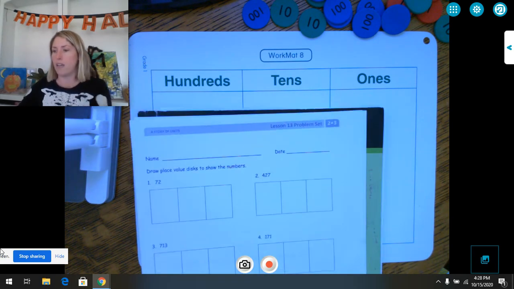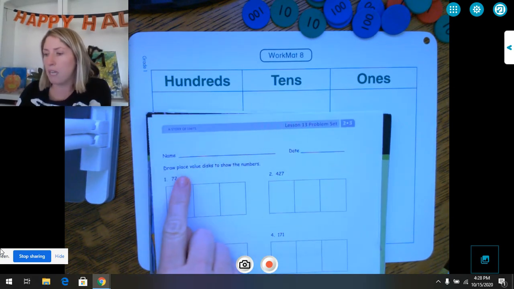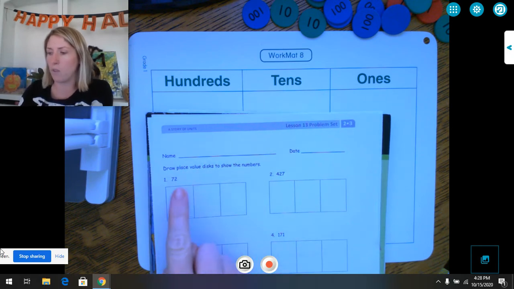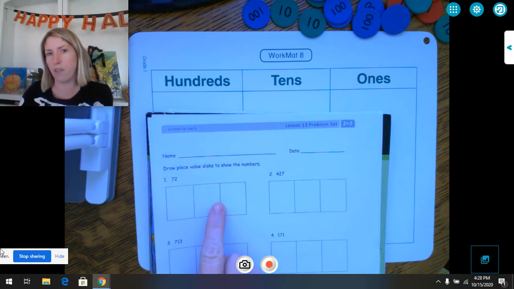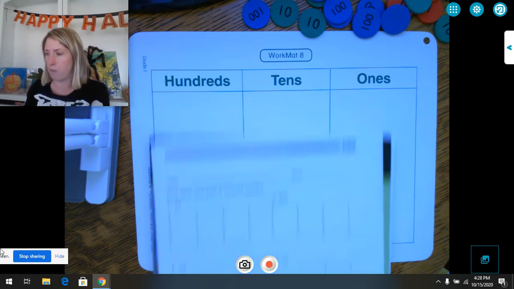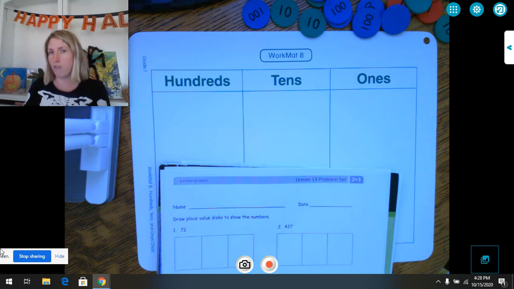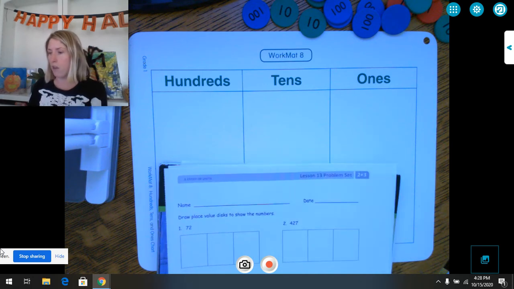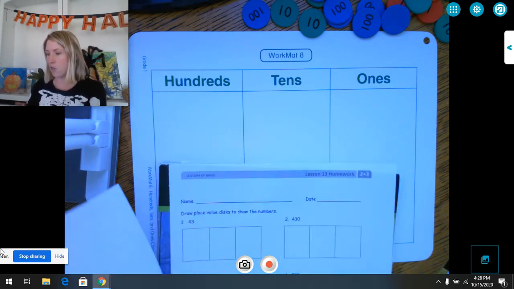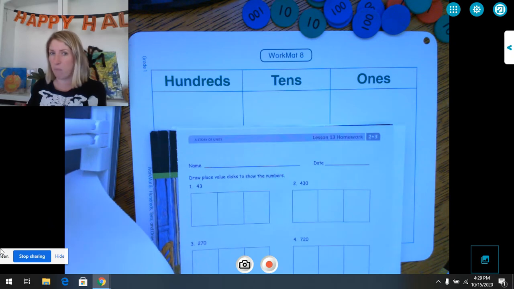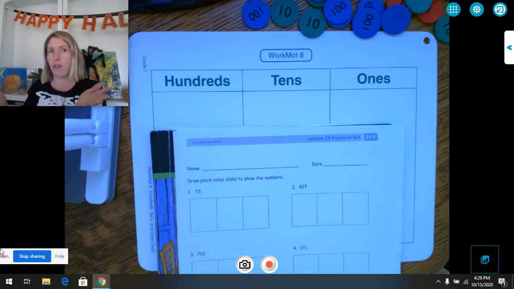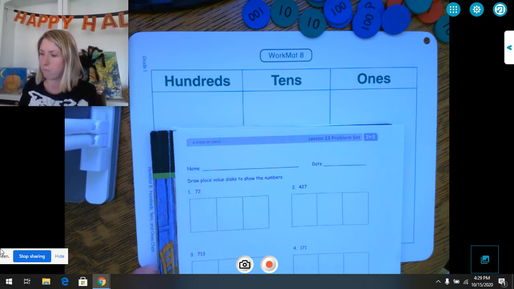Okay, so today's problem set says draw place value discs to show the numbers. So they give us a number, and our job is to draw it on the place value chart here with the circles that say hundreds, tens, or ones on them. So I'm going to model the first one on my hundreds chart, and then we're going to go ahead and just keep going through the rest on our own. If you look here, the homework page looks exactly like the problem set, just with different numbers. So pay attention on the problem set, and the homework page should be a breeze for you.